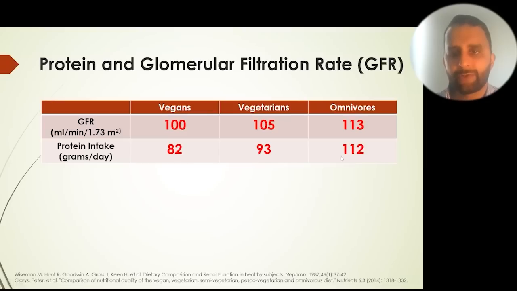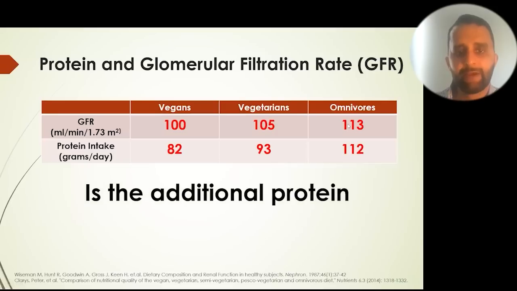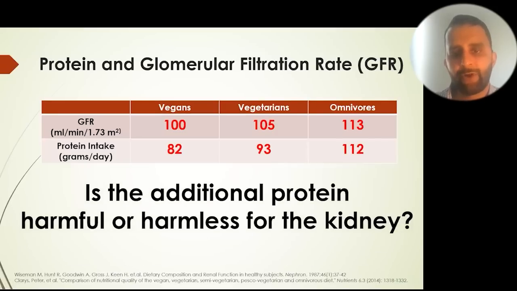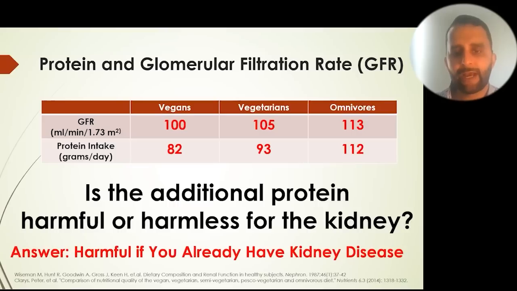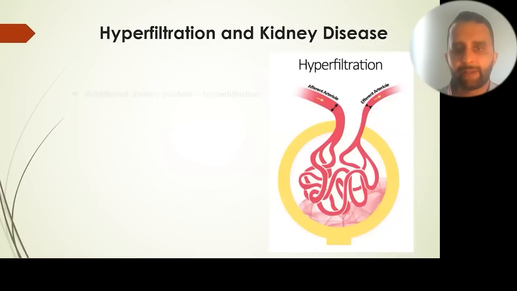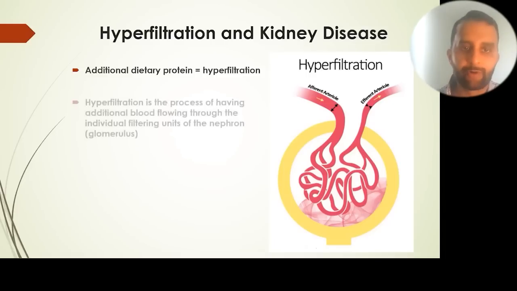So as you take in more protein, that GFR number does go up, and it does make the kidney work harder. But the big question is, is this harmful or harmless for the kidney? And that kind of depends on if you already have kidney disease or not. If you do already have kidney disease, it's likely harmful. And let me explain why. The additional high protein causes this state called hyperfiltration, which means that the kidneys are filtering in a hyperactive state. So they are working harder to filter more.